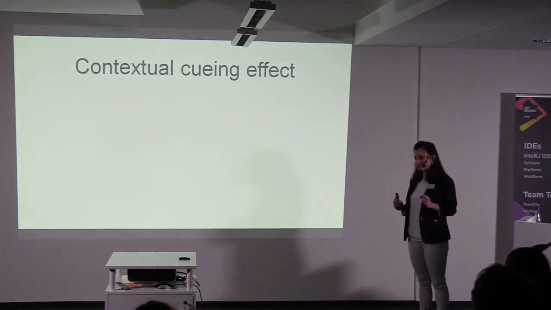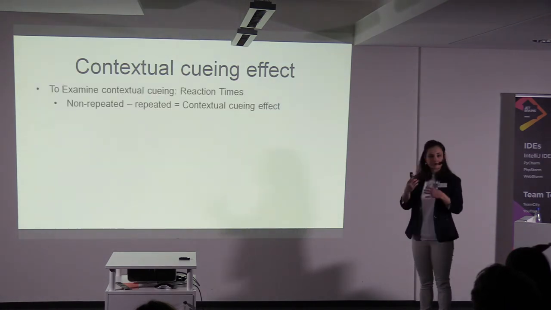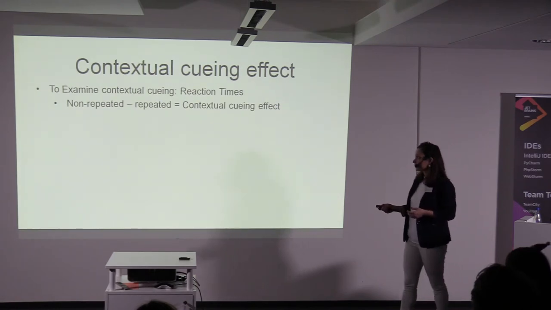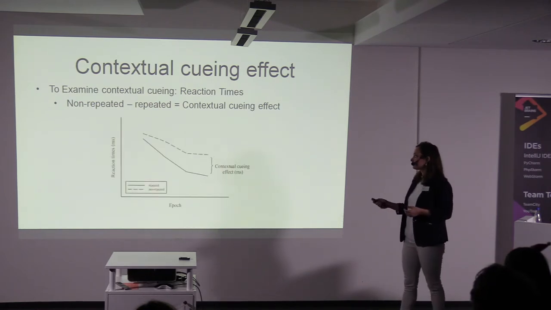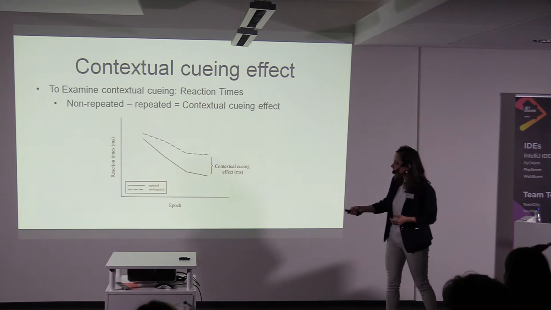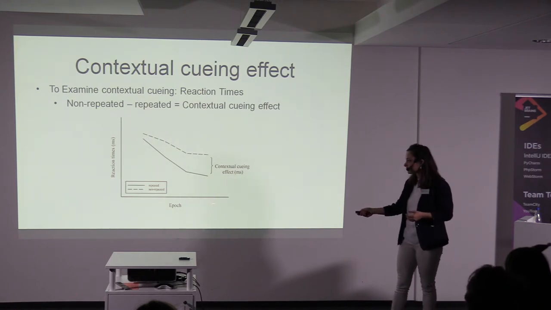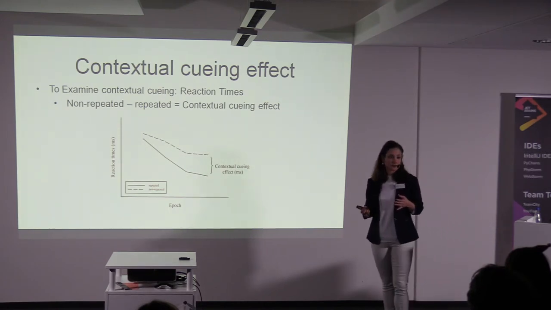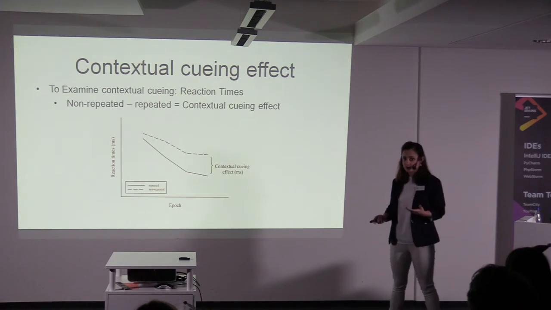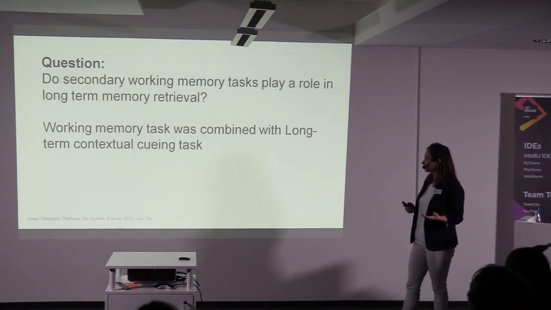So we record reaction times of these repeated and non-repeated displays, and we subtract the reaction times of repeated displays from non-repeated displays and find the contextual cueing effect. Basically, this is our reaction times, this is time, and the reaction times of repeated displays are getting faster when compared to non-repeated displays. And this difference gives us the contextual cueing effect, or how we learn context. So scientifically, this is how we measure it.